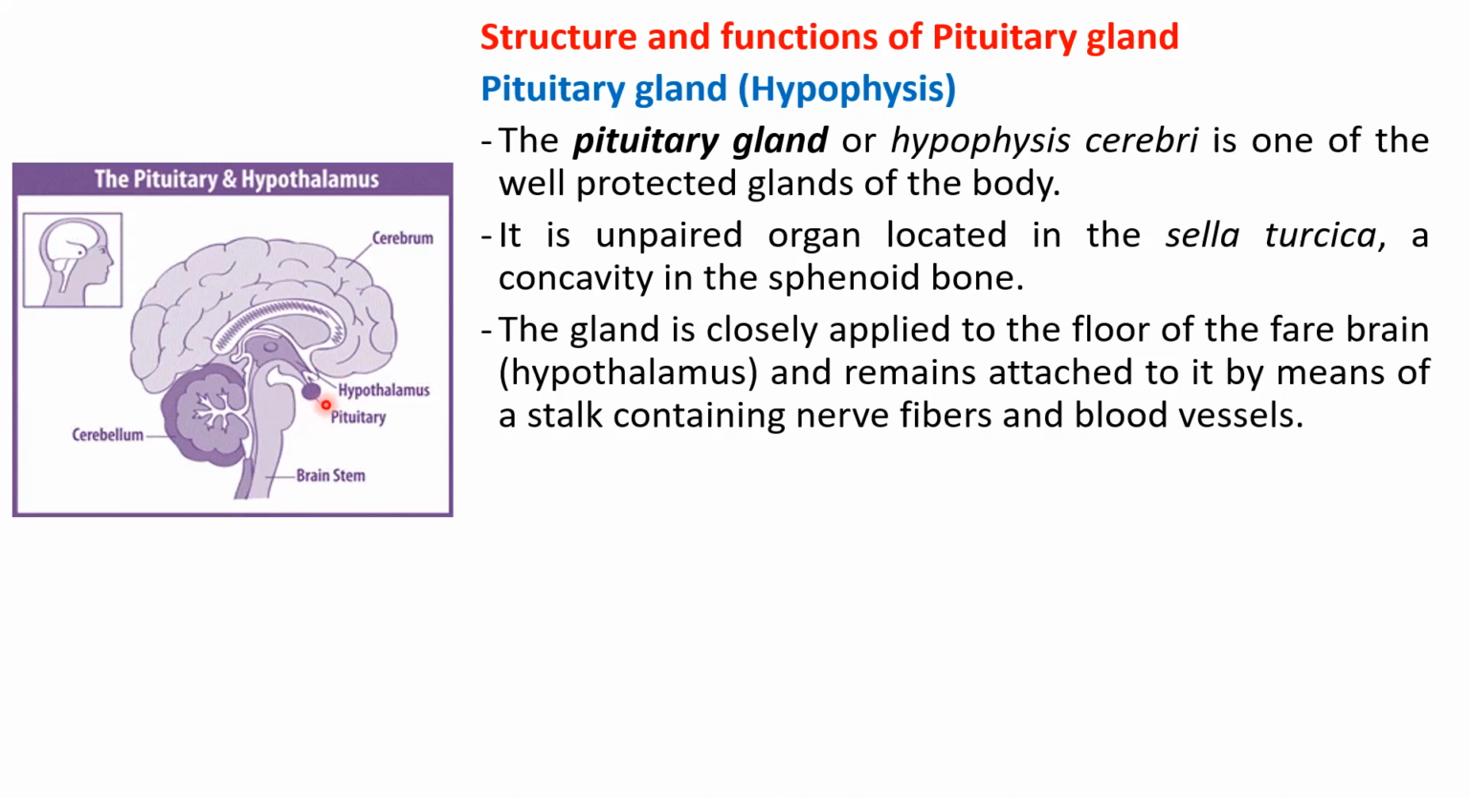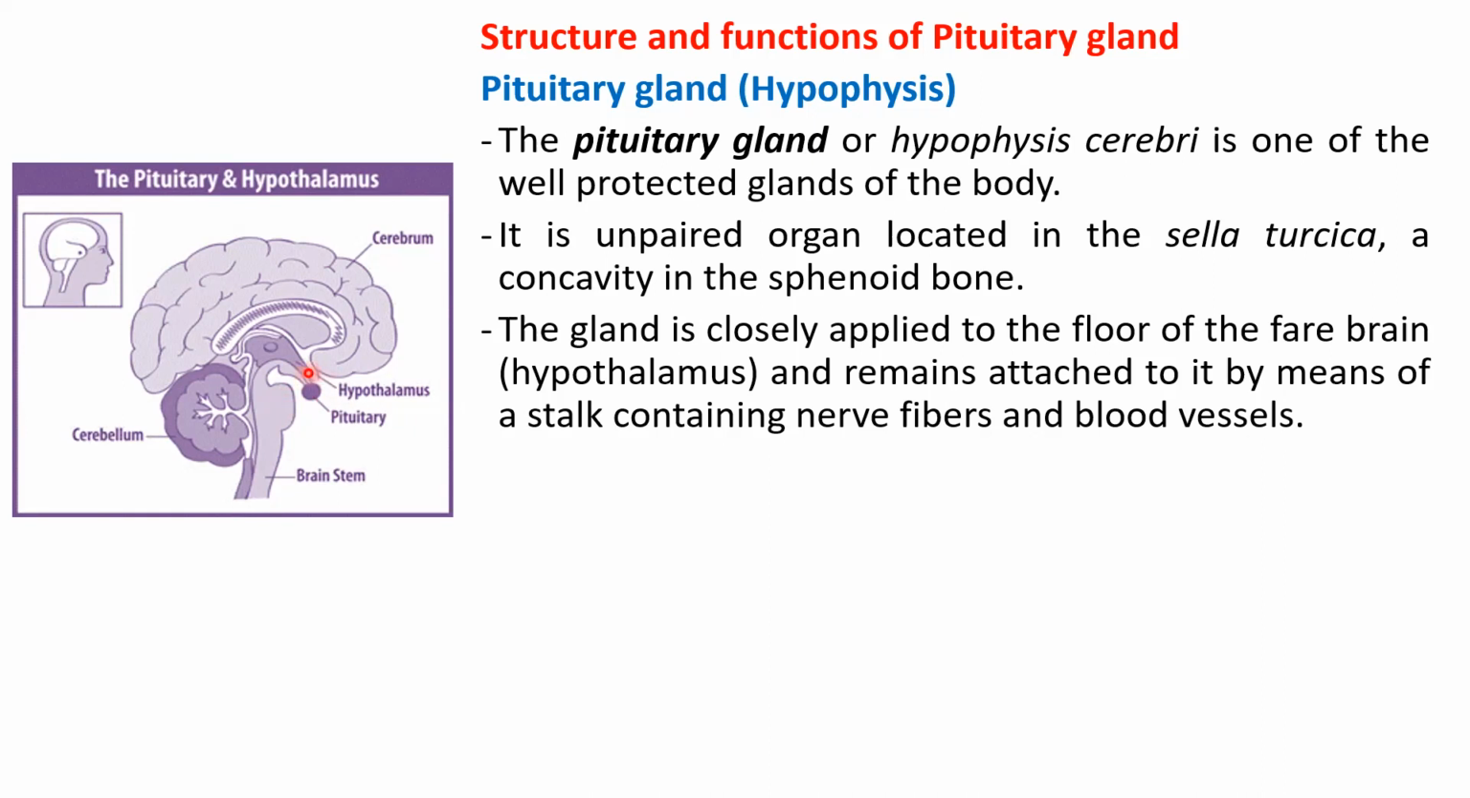As I told you, it is present at the base of the brain, and it is well protected in this region as compared to the other glands. The pituitary gland is unpaired, and it is located in the region called the sella turcica, the concavity in the sphenoid bone.